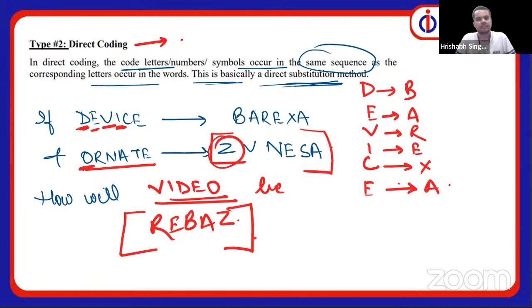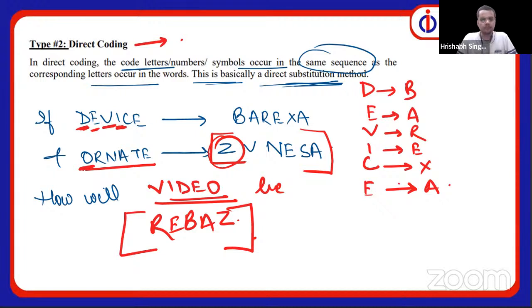ठीक है, ये है direct substitution. The question will be of the type where the letters and the corresponding codings will be given, where a letter will be directly substituted with some other letter or any other number in the direct substitution method. तो ये हो गया direct coding.